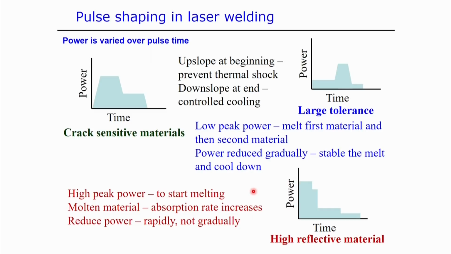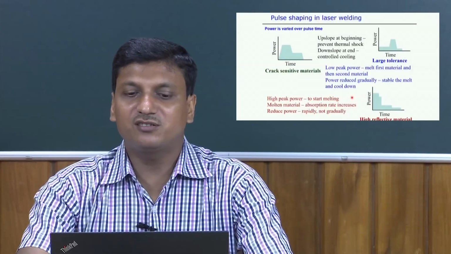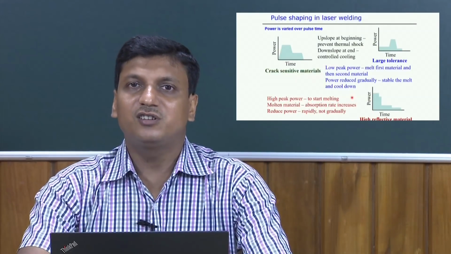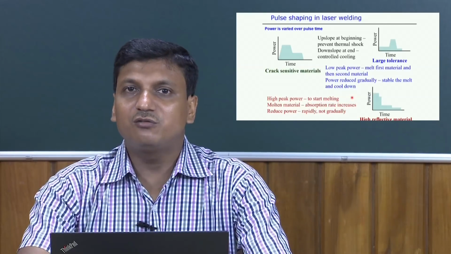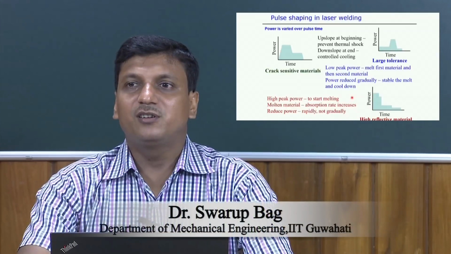So, we can see that although some materials are difficult to weld by other welding processes as well as laser welding processes, laser welding is advantageous in the sense that it is possible to control different shapes of the pulse, and we can improve the weldability of different types of materials like crack sensitive materials, high reflective materials, or sometimes high conductive materials. So, in this case, it is necessary to design the specific shape of the pulse.